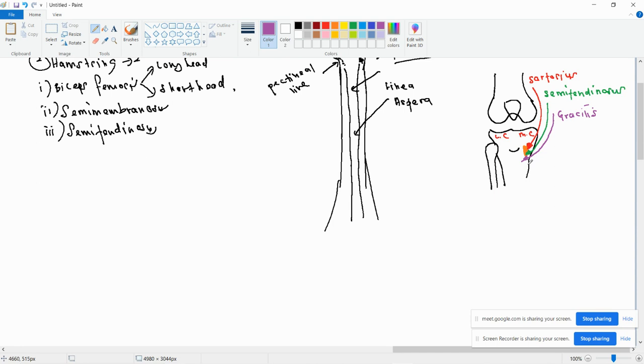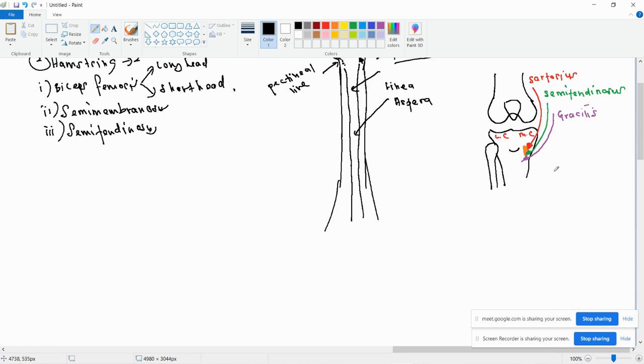So please remember, when you remember the insertion of the semitendinosus, you must remember the insertion of the gracilis and also the insertion for the sartorius. They share a similar insertion. Because why? Because these three tendons, basically, before inserting into the inferior surface of the medial condyle of the tibia, right?